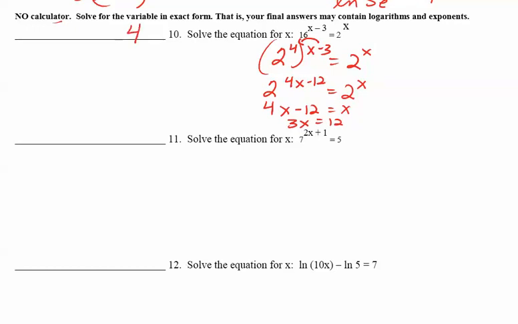You can go back to your original and check it out here. If we did back substitute, put a 4 in there, we'd have 16 to the 1st is equal to 2 to the 4th. So, as always, check that your answers are reasonable by back substitution.